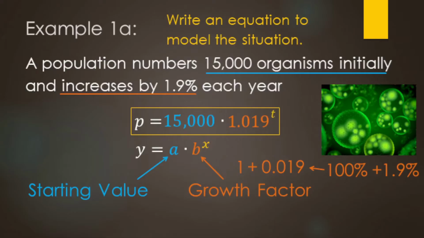So we're going to use a t for our exponent for time in years. So now that we have our function, we can actually go back and restate the question or the scenario just looking at the function here. Population starts at 15,000. And then every year goes up by a factor of 1.019 per year there, t for time in years, okay?